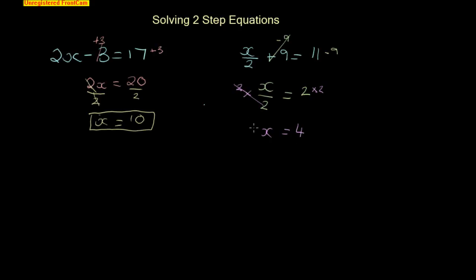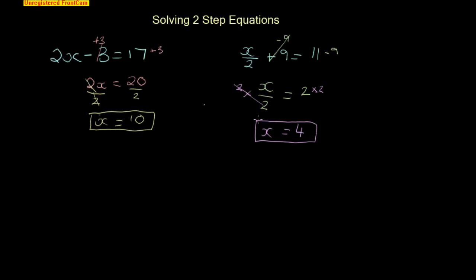Now again, make sure to check your answer, you sub in your value of x into the original equation. So we get 4 divided by 2 is 2. 2 plus 9 equals 11. So this has to be correct.